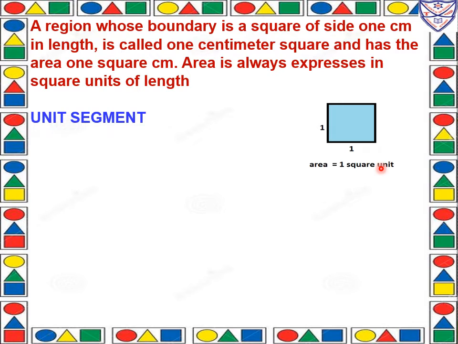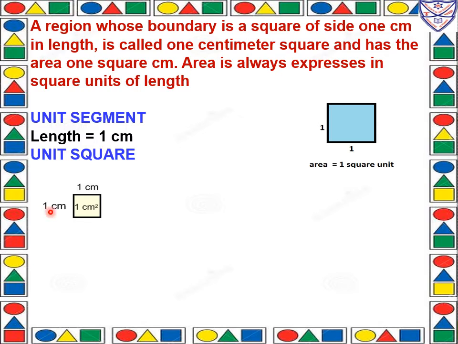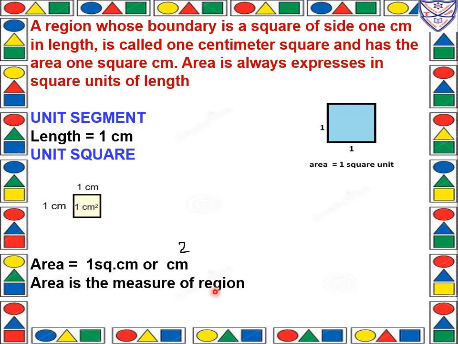So unit segment length equals 1 centimeter. What is the length of the square? 1 centimeter. In a square all sides are equal, so the length of the square equals 1 centimeter. So for the unit square, we multiply 1 centimeter by 1 centimeter, and we get 1 centimeter square. So centimeter multiplied by centimeter gives centimeter square. So area equals 1 square centimeter. So area is the measure of a region. Area is the measure of a region.